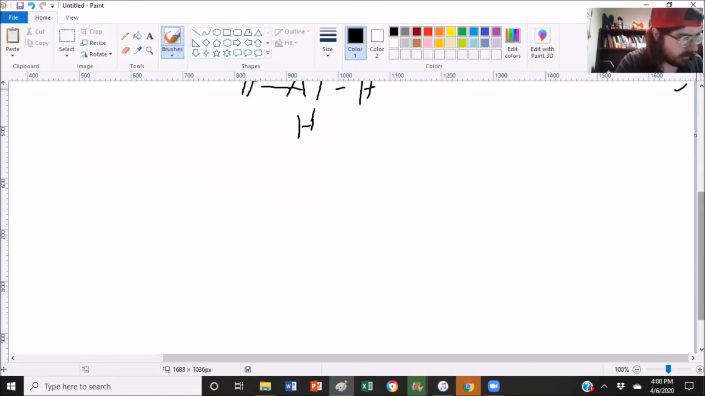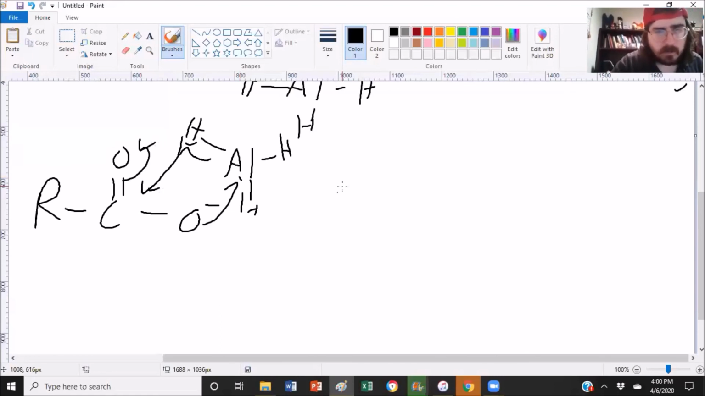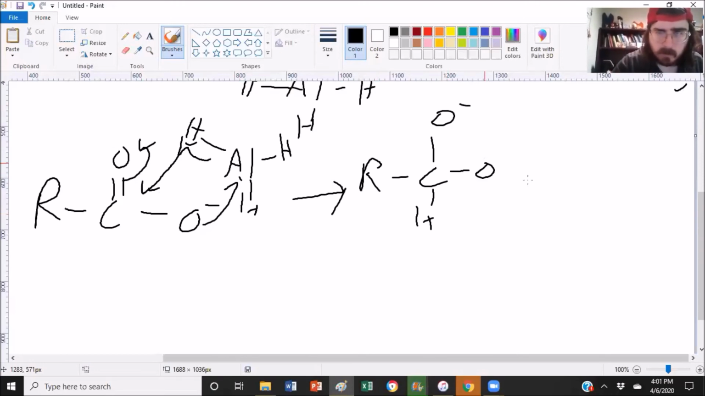Now here's the kind of hard part. At this point, this is the likely step. They don't know this for sure. We have the O minus and the aluminum trihydride. We see a hydride transfer onto the carbon, with the aluminum attaching to the oxygen. They think this is what happens: a hydride shift forms the first C-H, we have an O minus, and now we have an O-aluminum hydride.